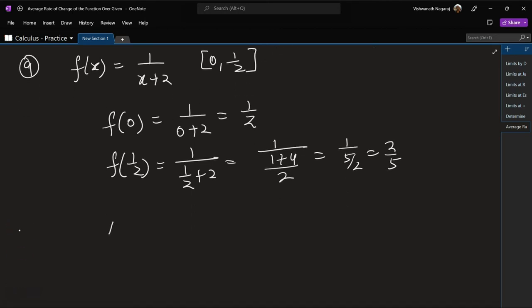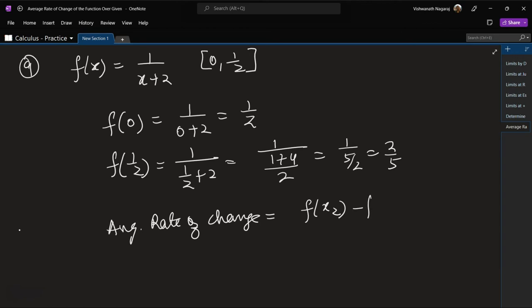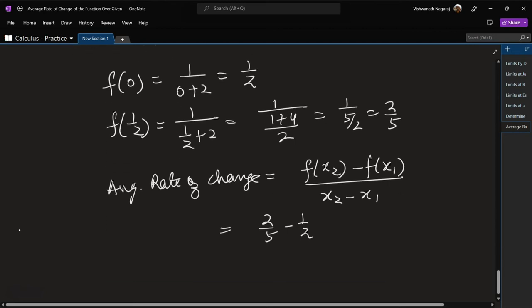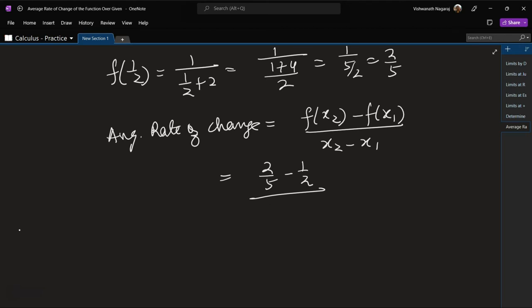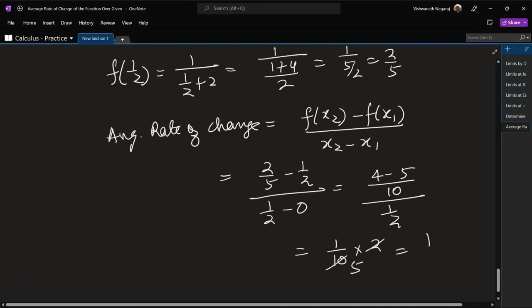Okay, so now average rate of change is equal to f of x2 minus f of x1 by x2 minus x1, which is equal to f of x2 is 2 by 5 minus f of x1 is 1 by 2 divided by x2 minus x1. So 1 by 2 minus 0. This becomes 4 minus 5 by 10 by 1 by 2, which is equal to 1 by 10 times 2.